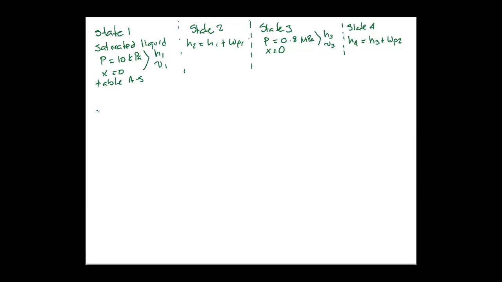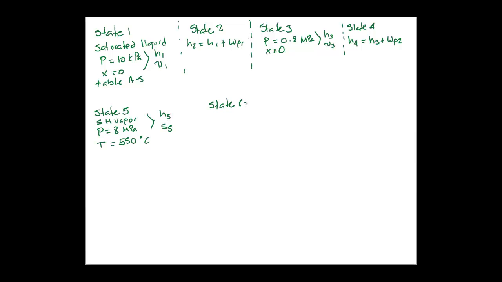State 5, superheated vapor. So we have pressure of 8 megapascal and temperature of 550 degrees. It is to get H5 and S5. And we're going to need S5 because we are going to assume an isentropic expansion.